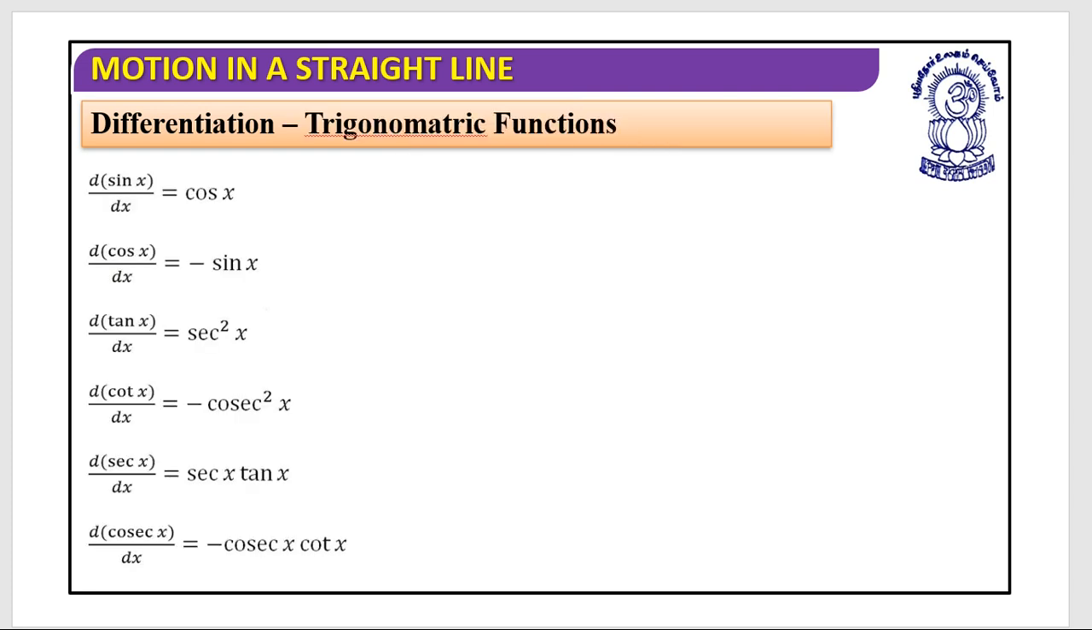They are the trigonometric functions. Let's look at them. You need to remember this. First, d by dx of sin x, which is cos x, and d by dx of cos x, it is minus sin x. D by dx of tan x, it's sec square x. D by dx of cot x, it is minus cosec square x. D by dx of sec x, it's sec x into tan x. And d by dx of cosec x, it's minus cosec x into cot x.